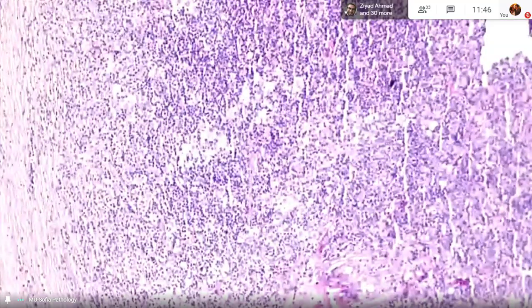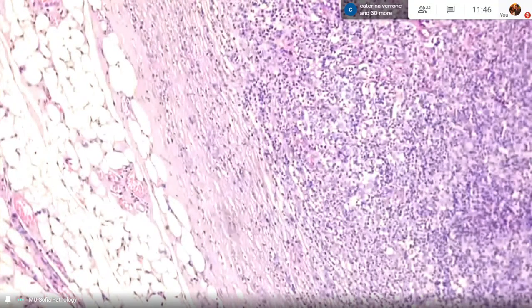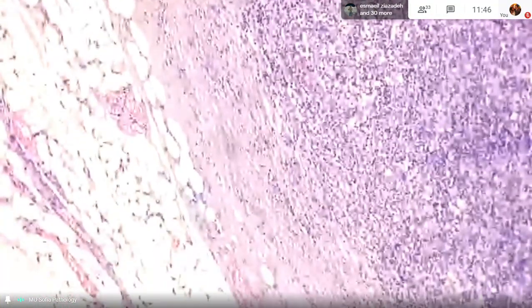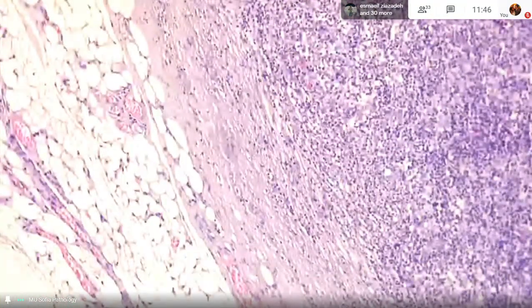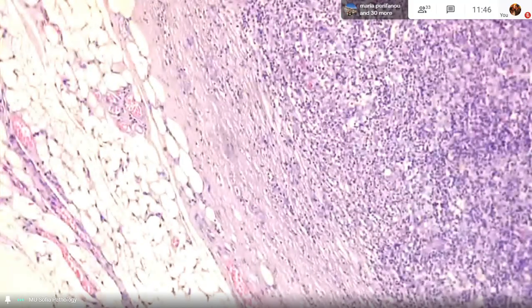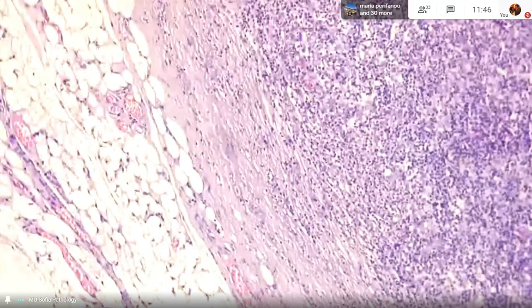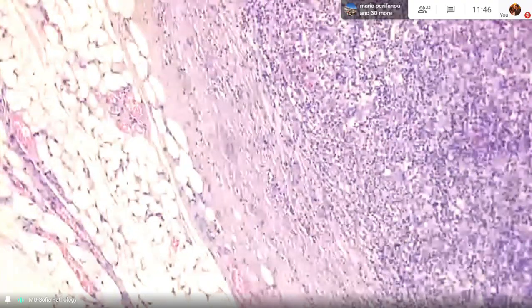What is the age of the patient? 32 years old is the average. But it also has two peaks. It has two peaks, I agree, in earlier life and after the 50s. Okay, that's true. And the other form of Hodgkin lymphoma, which is in your slides, is mixed cellularity.